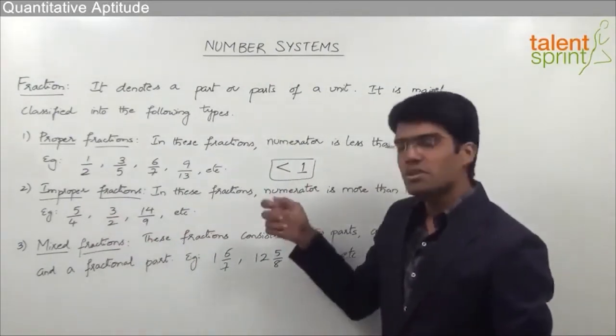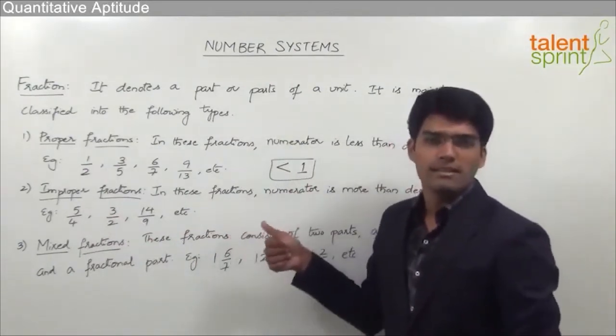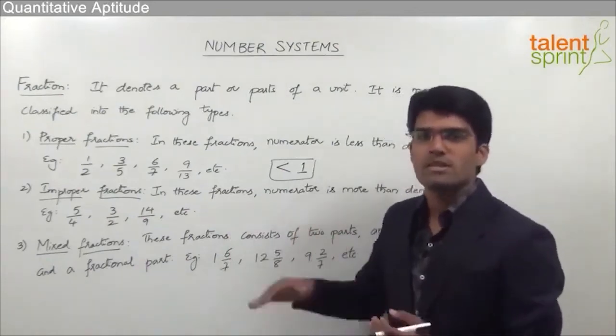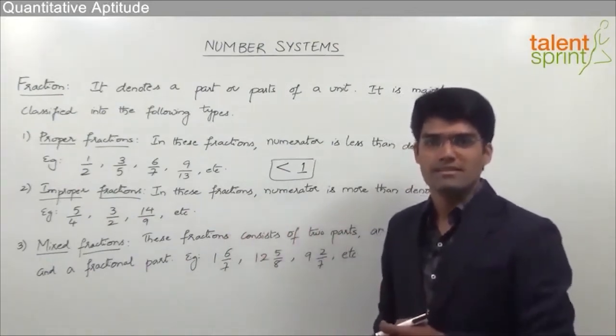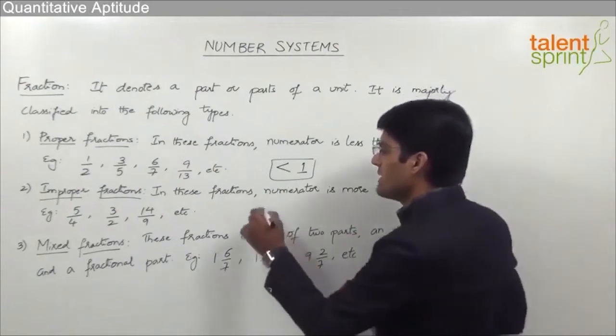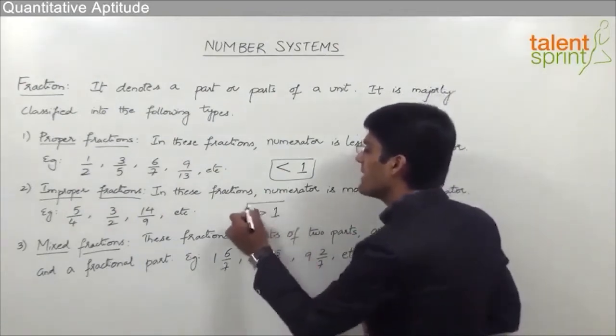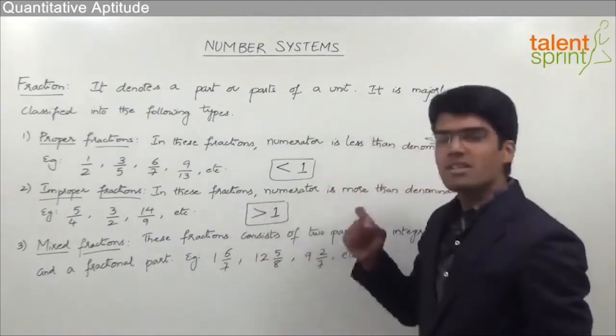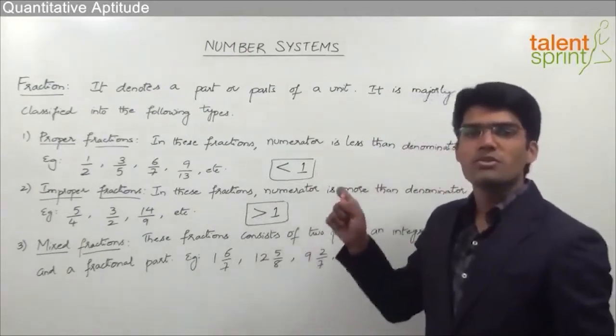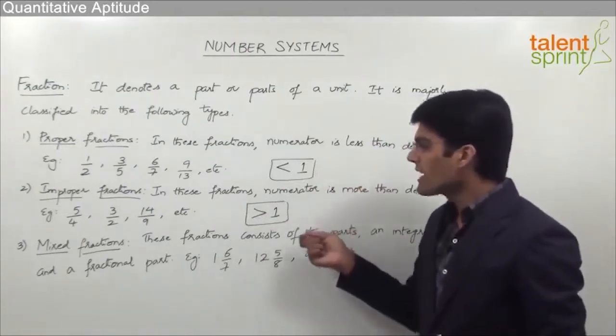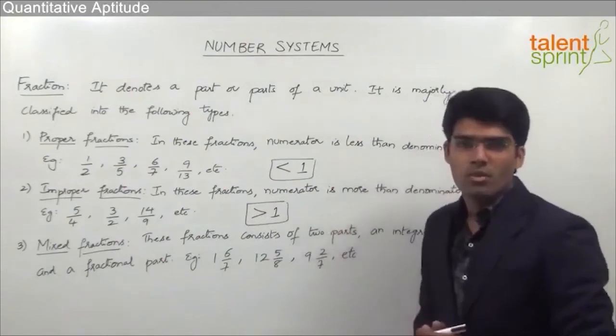Why? Because they are in the form of a by b, but they are more than 1. So such fractions are improper fractions. And the point to be understood here is all these fractions are greater than 1. So proper fractions are those fractions where the value is numerically less than 1, and improper fractions are those where the value is more than 1.